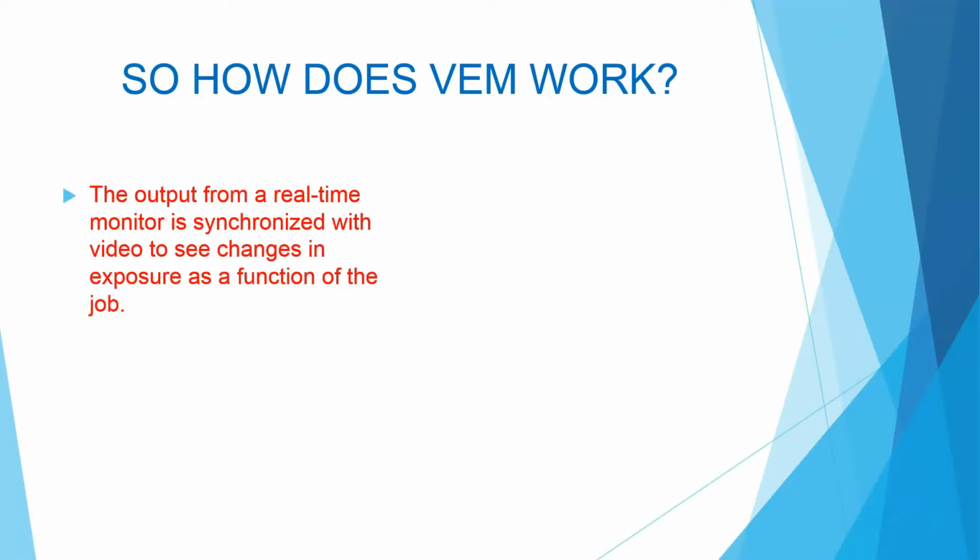Okay, so now I explain the basics so you can understand how it all works. The output from a real-time monitor is synchronized with video to see changes in exposure as a function of the job. Just for example, let's look at a particulate monitor. With VEM, you can watch a video of workers conducting their job task and at the same time see the resultant dust levels from those tasks on the computer screen.